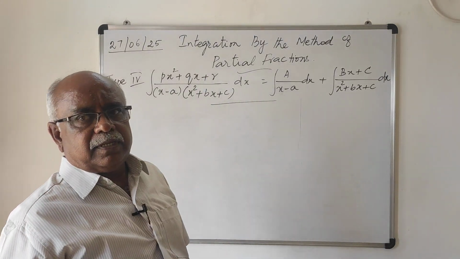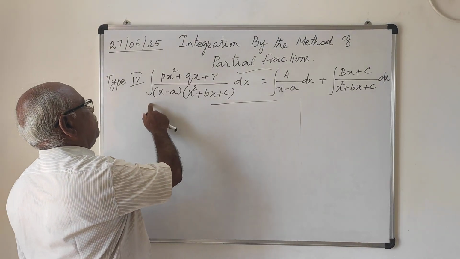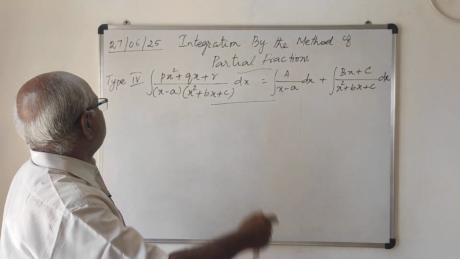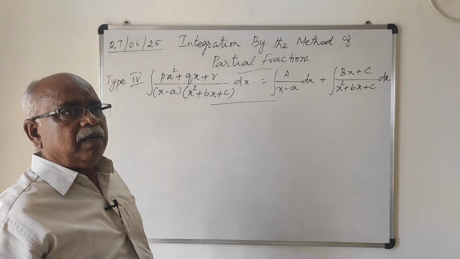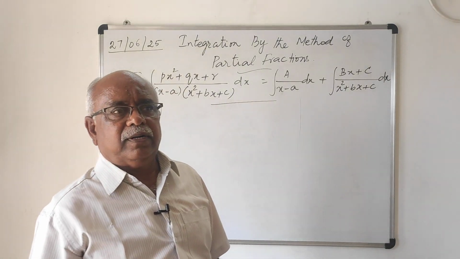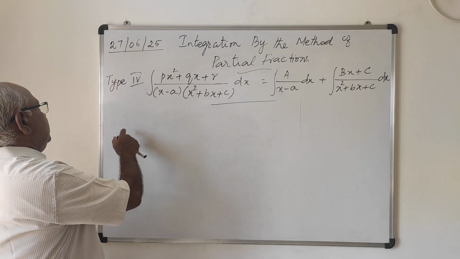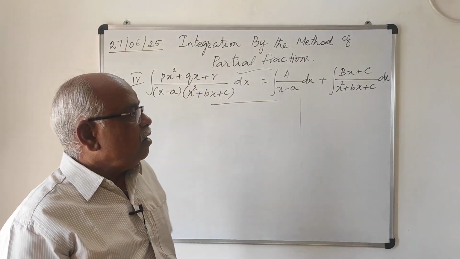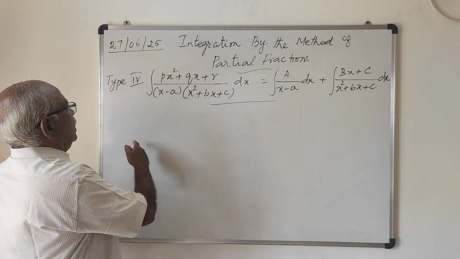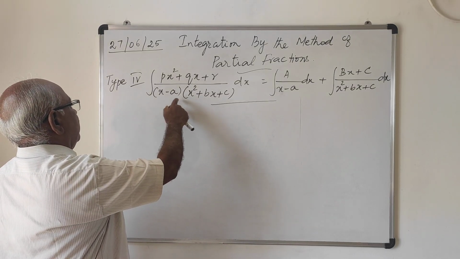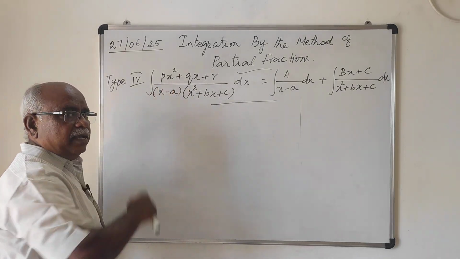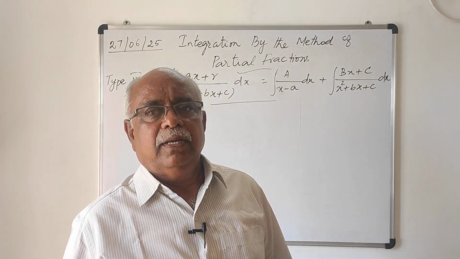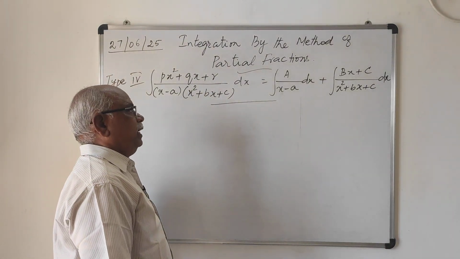See, the first type is simple. The denominator factors are just linear factors. The second one is multiple factors, where the denominator factors are repeated. And the third one is where the denominator factor is linear and another factor is factorizable. So those are the 3 types you have seen already.